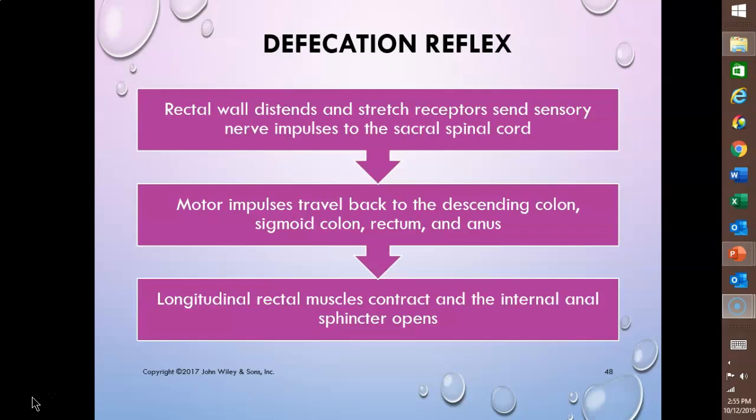Then motor impulses from the spinal cord travel along parasympathetic nerves back to the descending colon, sigmoid colon, rectum, and anus. The resulting contraction of the longitudinal muscles in the rectum shorten the rectum and increases the pressure inside it. This pressure, along with the voluntary contractions of the diaphragm and the abdominal muscles, plus parasympathetic stimulation, opens the internal anal sphincter.